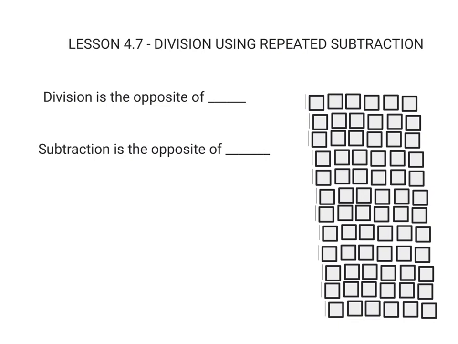Now we're moving on to lesson 4.7, and this is going to be division using repeated subtraction. Everyone's looking at the boxes on the right, my 72 boxes. Go ahead and ignore them for now because we're going to touch those in a minute. But first, probably one of the questions people have is, what do you mean division using subtraction? I mean, how is subtraction even like division?